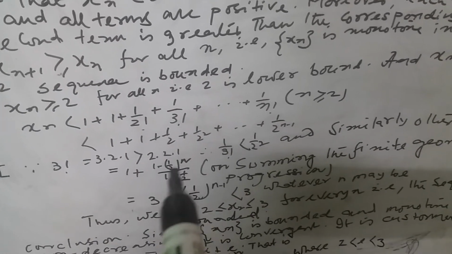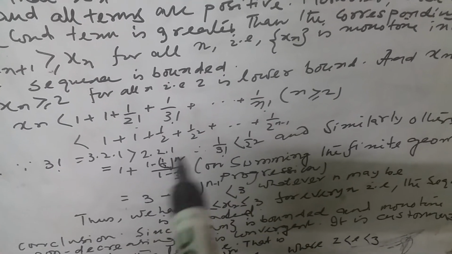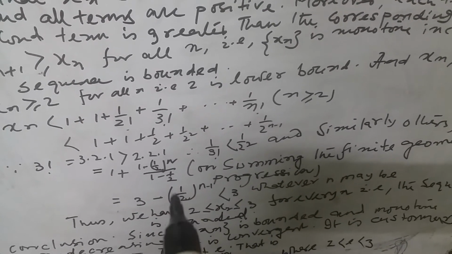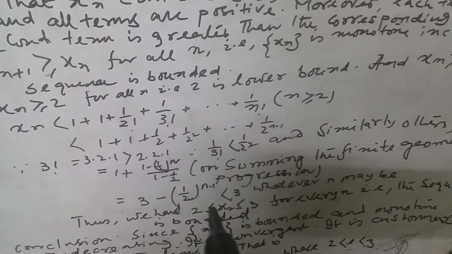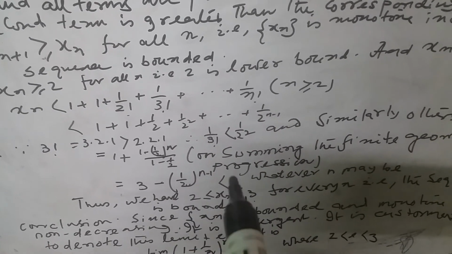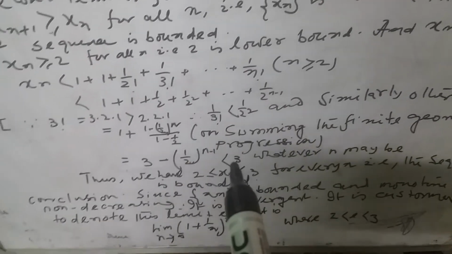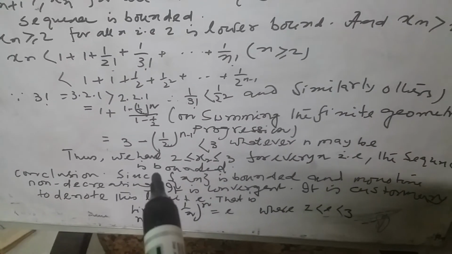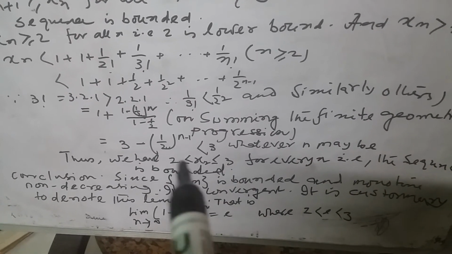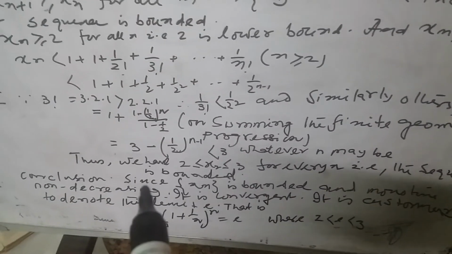Now after calculating and multiplying, you get 3 minus 1 by 2 to the power n minus 1, which is less than 3. That's because if that term were 0, then this would be 3. So this is less than 3, and that's why we observe that xn is less than 3 and greater than or equal to 2 for every n. So the sequence is bounded.